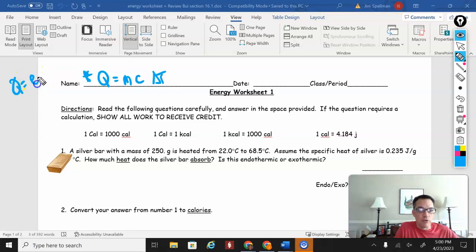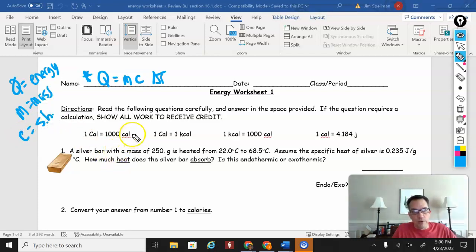So Q is going to be your energy or heat. M is mass. C is our specific heat. We went over that last week. That's a physical property of objects. Determines basically how much energy is needed to change their temperature. It's a rate of how quickly or how slowly they change temperatures.